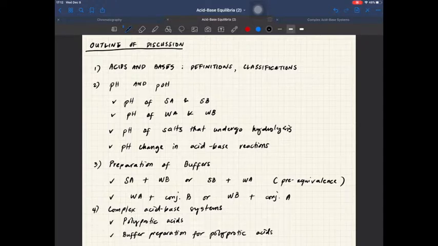Third, I'll be talking about preparation of buffers, and under preparation of buffers, I'll be talking about two methods only. First one is reaction of strong acids and weak bases, or strong bases and weak acids. This one is pre-equivalence point. Next is mixing weak acid with its conjugate base, or salt of its conjugate base, or weak base and salt of its conjugate acid. And finally, I'll be talking about complex acid-base systems, particularly polyprotic acids and buffer preparation for polyprotic acids. Without further ado, let's start our lesson.